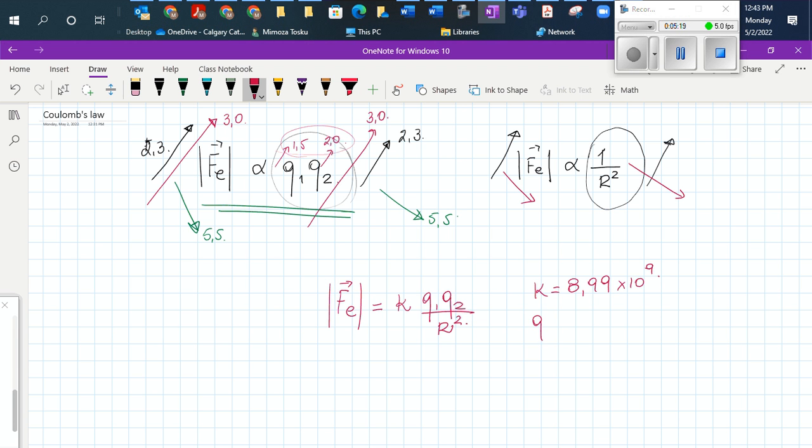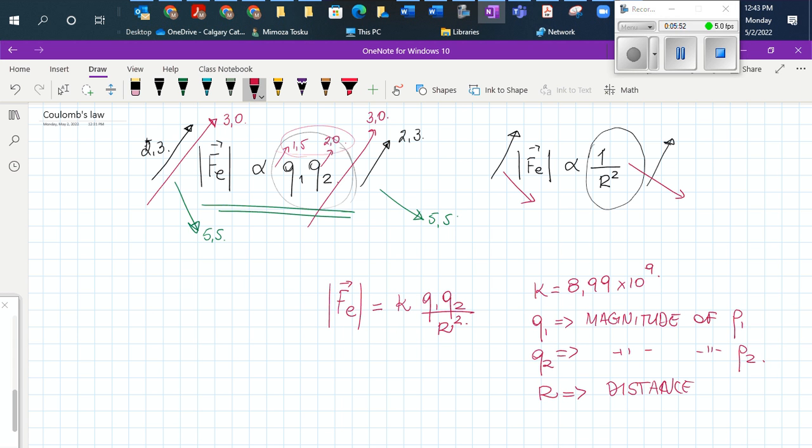And Q1 is the magnitude of the charge 1. So it's the magnitude of Q1. And Q2 is the magnitude of Q2. And R is the distance from the center to center of the charges.